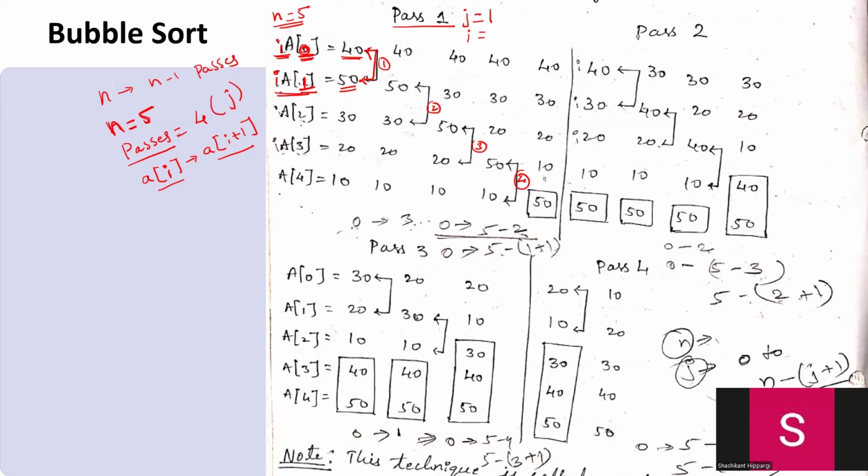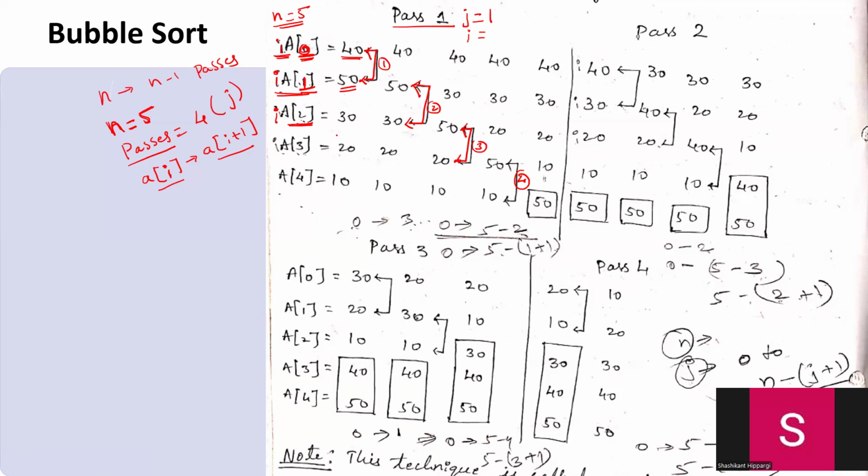We are going to compare A of 1 with A of 2, that is A of I plus 1. If they are out of order, we exchange them. Then I increment I by 1 again, so now I will be 2. I am going to compare A of 2 with A of 3. This is my third comparison.